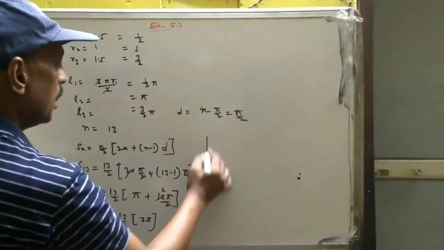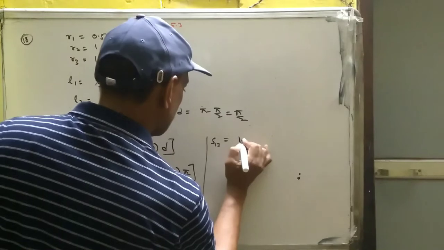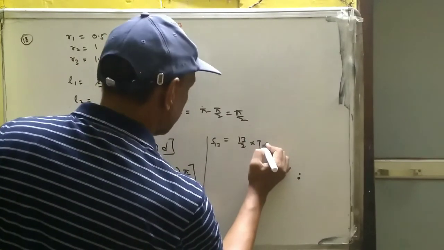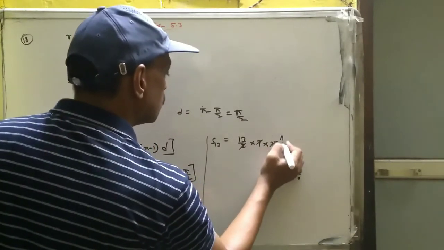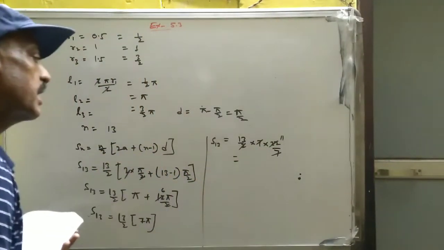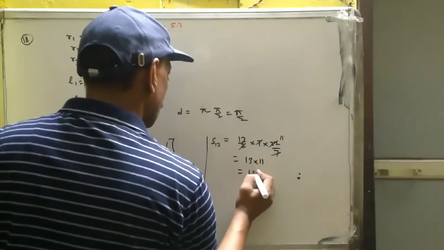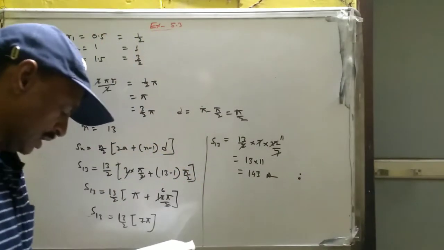Okay, after this, S13 equals 13 by 2 into 7 pi. Taking pi as 22 by 7, the 7s cancel out, and now it is 13 into 11. It will give you, I think, 143. So 143 will be the answer.